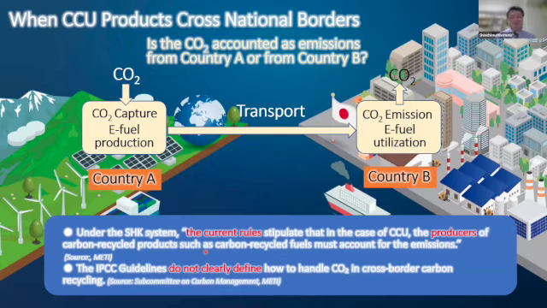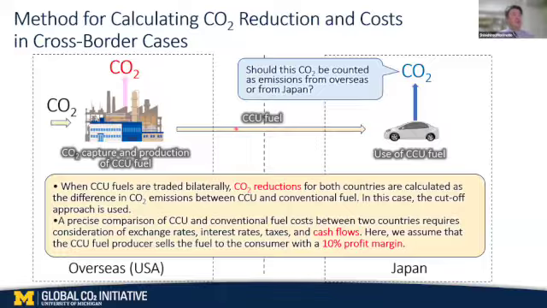Now, in my tool, we have adopted a methodology for calculating CO2 reduction and cost if the CCU fuel is transported across the border. Suppose for the overseas country we select USA, and for country B we select Japan. So in the US, CO2 is captured, converted into fuels, and transported to Japan. If you use the CCU fuel, the blue CO2 will be emitted. And the question is, should this CO2 be accounted as emission from the US or from Japan?